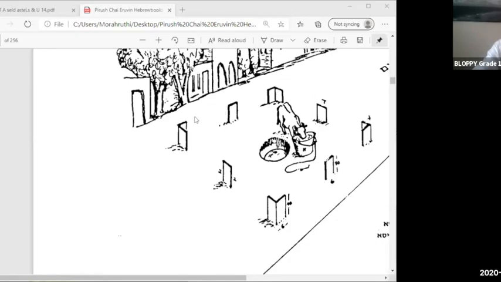You would go ahead and make two boards at the end. I'm going to try to show it to you now. Okay, you make two boards over here, two boards over here, two boards over here, two boards over here, and that's a total of 8. They're going to be 10 tefachim high. They're going to be 1 amma wide.